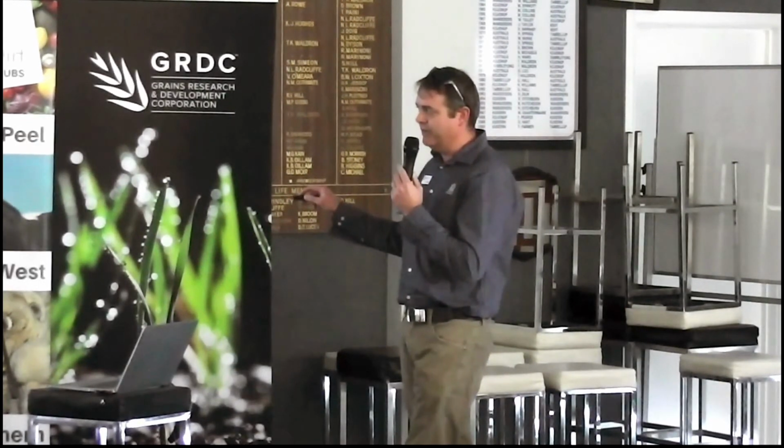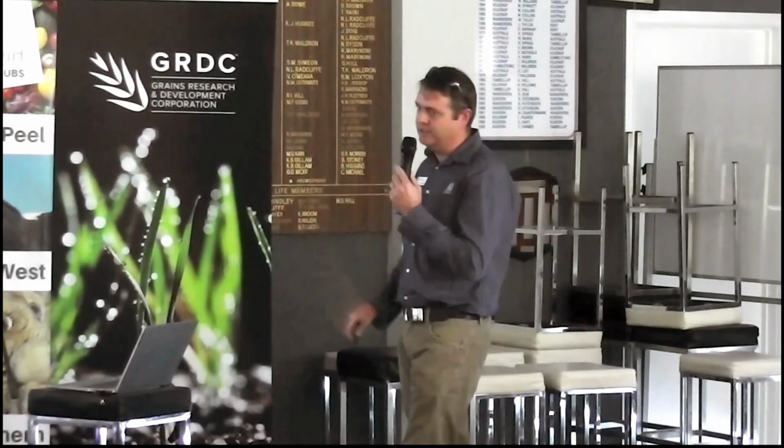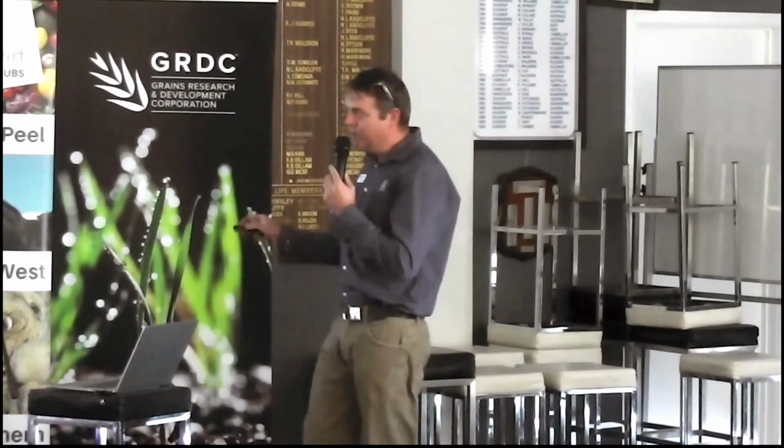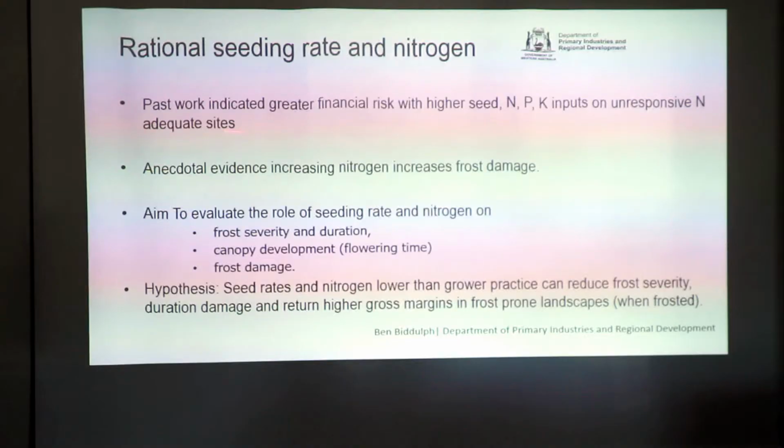So the project really was trying to evaluate the role of seeding rate and nitrogen on frost severity and duration. So actually go and measure it properly. Look at canopy development, obviously, because as we push nitrogen and seeding rate, we increase the synchronisation of the canopy, so we get more of the crop flowering at the same time. Frost damage, obviously, and our hypothesis was that seed rates and nitrogen rates lower than grower practice could reduce frost severity, duration and damage, and make you more money when frosted. Obviously, we know there's an opportunity cost when you're not frosted.